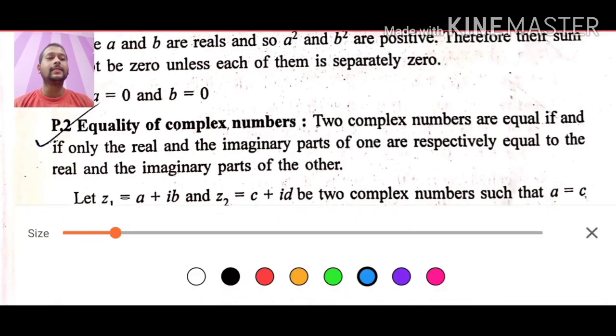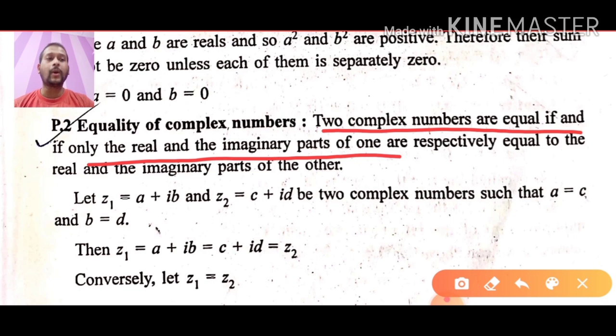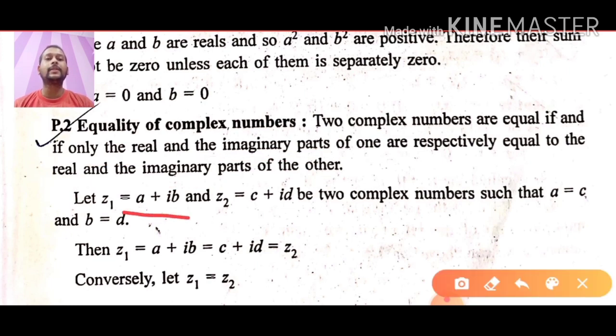Now let us see the second property. The second property is about equality of complex numbers. So what does it say? Two complex numbers are equal if and only if the real and imaginary parts of one are equal to the real and imaginary parts of the other. So what does it mean? See, if z1 equal to a plus ib is one complex number, and the other complex number is c plus id, then a is equal to c and b is equal to d.